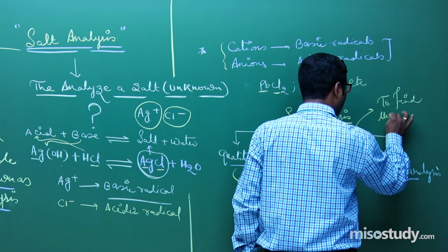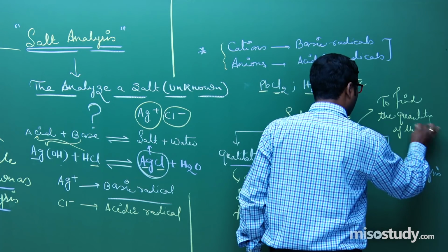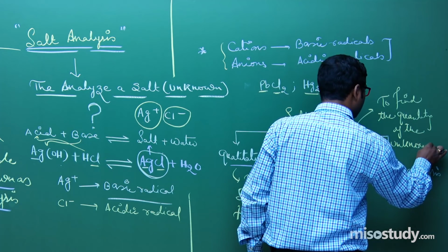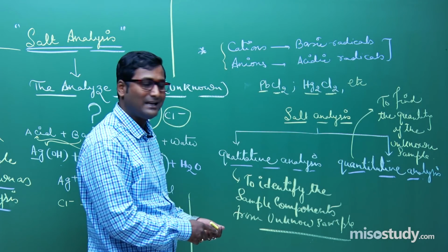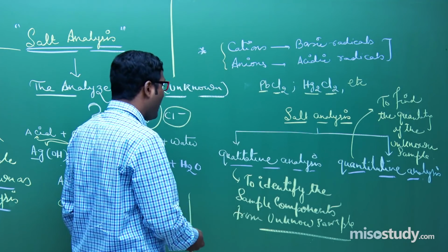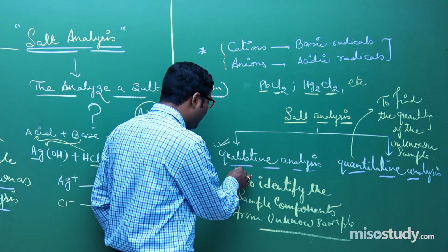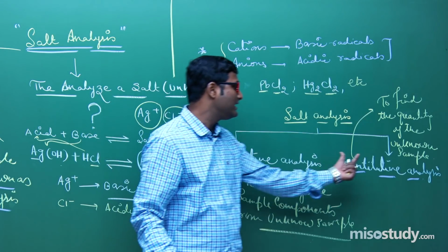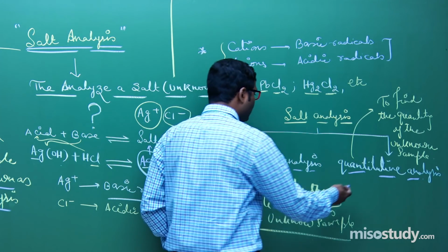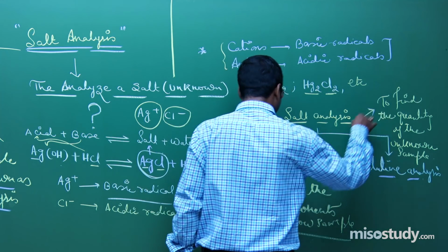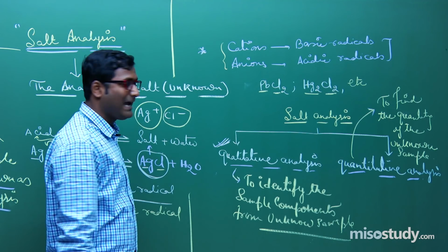To find the quantity of the unknown sample is known as quantitative analysis. Clear to you? Now, we have to discuss qualitative analysis, because this is completely calculation free and that involves calculation. Clear? How much quantity? You have lots of methods to find out the quantity. I have discussed it earlier, but here, for the first time, I am going to discuss qualitative analysis.